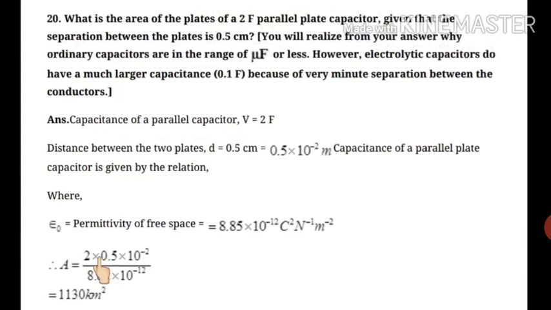So what is the rest of the question? I have not read it first, right now I will read. You will realize from your answer why ordinary capacitors are in the range of microfarad or less. However, electrolytic capacitors do have a much larger capacitance, 0.1 farad, because of very minute separation between the conductors. They just want us to understand why we use a smaller unit for capacitance, why we use microfarad or picofarad.